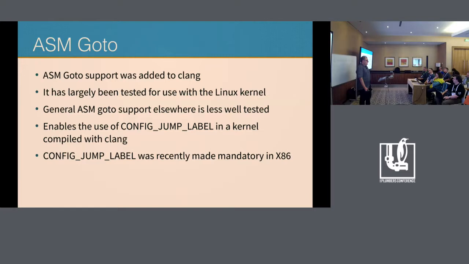The interesting thing, of course, is that asm goto, though well tested now because of the companies that are using it with their kernels, is less well tested in user space. So for non-kernel targets, asm goto is still a work in progress in certain situations.